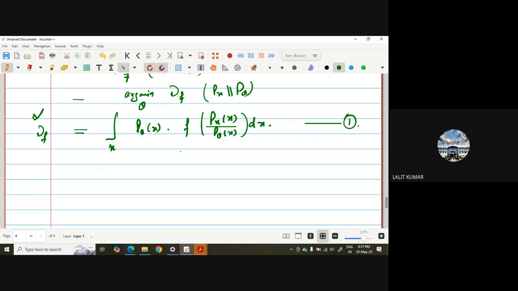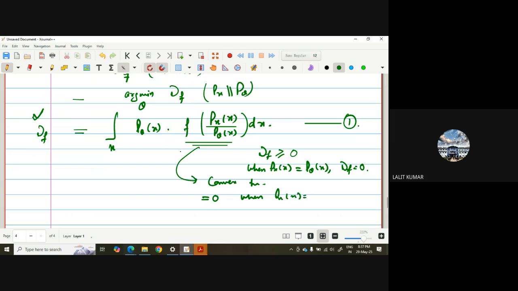Now I covered some properties of f divergence. First of all, Df is always greater than or equal to 0. And when the p(x) distribution is equal to p theta of x, then Df becomes 0. Then this function has the properties that it is a convex function, it is equal to 0 when p(x) is equal to p theta of x, and it has to be at least left semi-continuous. So these are the properties.